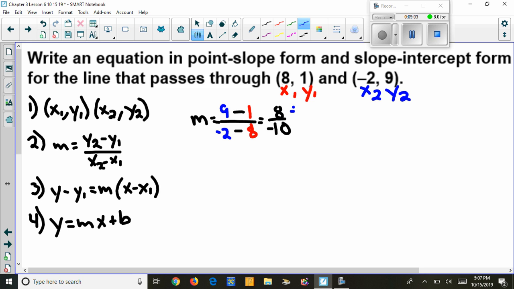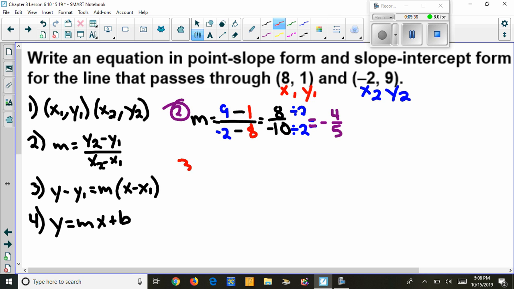I can reduce these down by 2. And I end up with the slope of negative 4/5. It is negative because I had a positive number on top of a negative number. And when we do positive divided by negative, the whole fraction becomes negative. So that was step 2.